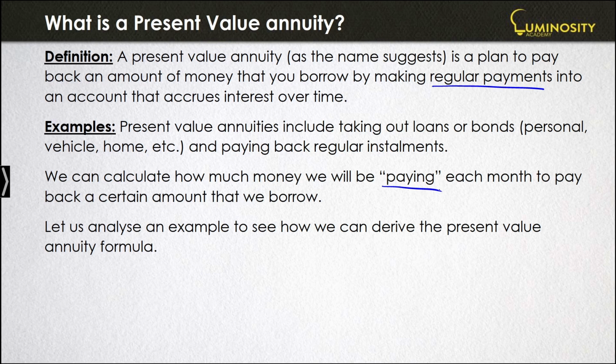The key difference between future value and present value annuities is that future value asks how much you need to be saving each month, letting that money accrue interest over time, to have a certain value in the future. Whereas present value asks us, in the present, how much money you have to pay back in equal installments if you borrow some money right now.